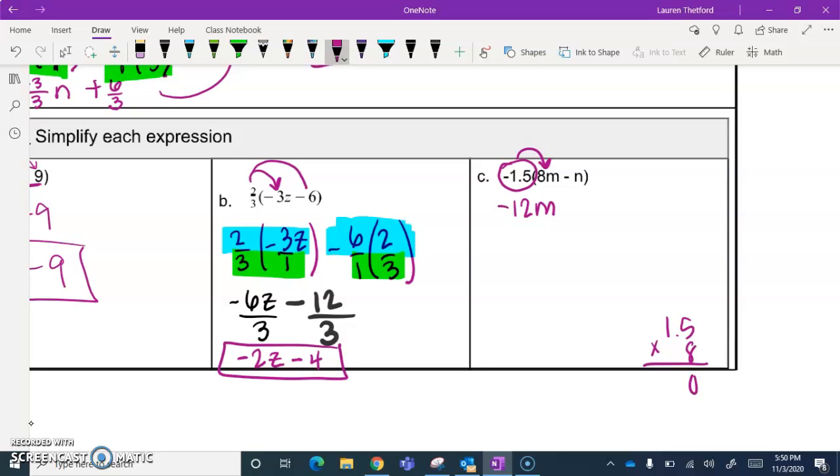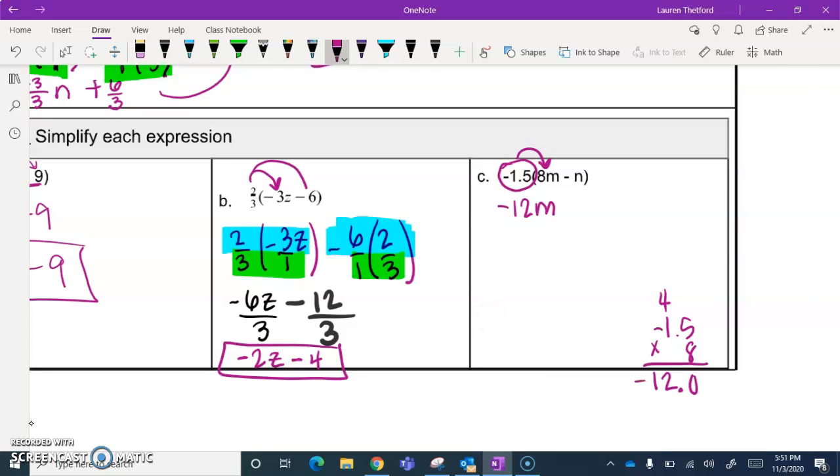8 times 5 is 40. 8 times 1 plus 4 is 12. And then we have one number after the decimal, so that goes there. And that just leaves our 12. But it's negative because we have a negative in front of our 1.5.